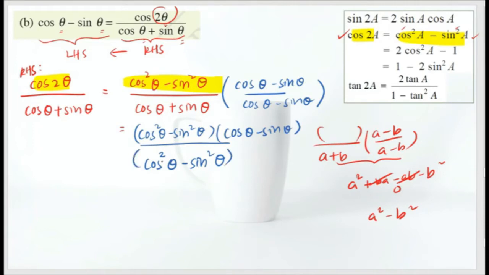Then after this, you see this: cos squared minus sine squared, then the bottom also cos squared minus sine squared. So we can simplify, it becomes 1. Okay, so now what is left is the answer, cos theta minus sine theta. So proved already, because our answer is cos theta minus sine theta, right? Okay, so we have proved it.